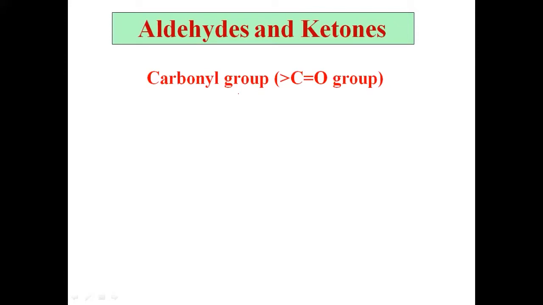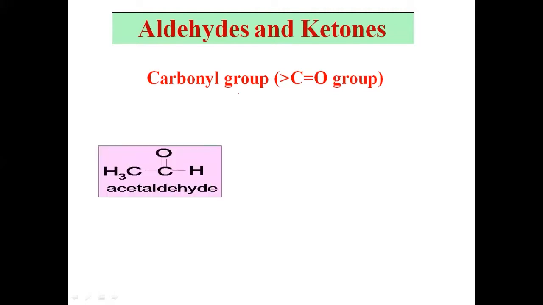Actually, these are the carbonyl compounds. Why are they called carbonyl compounds? Because they have the carbonyl group. Both aldehyde as well as ketone have the C double bond O group, that is the carbonyl group, and hence they are called carbonyl compounds. Let us see an example, CH3 C double bond OH.